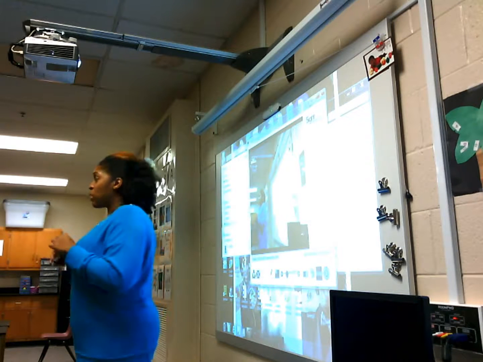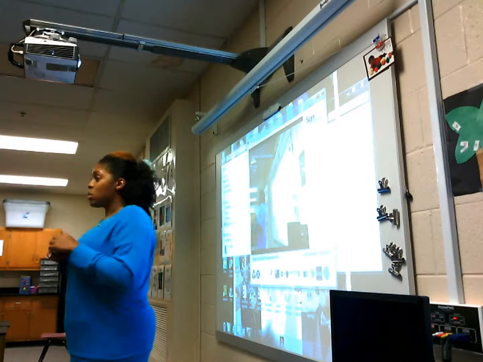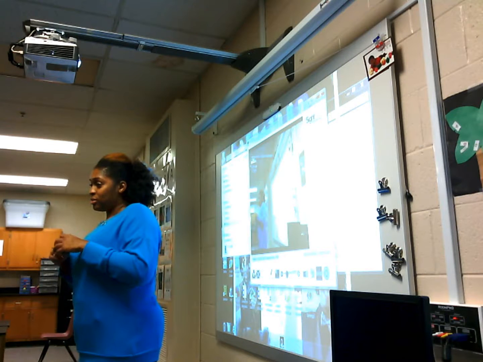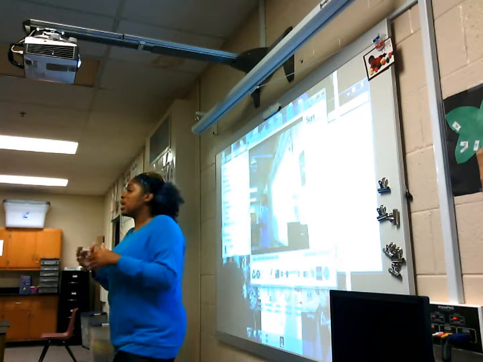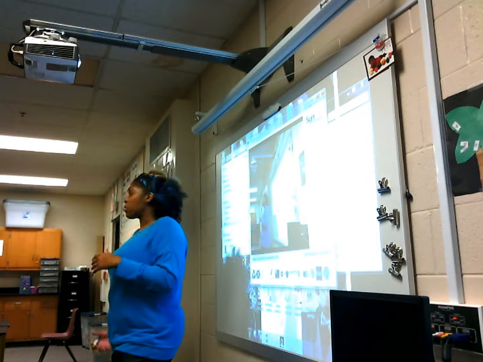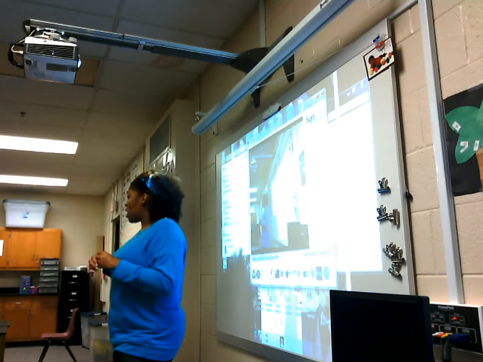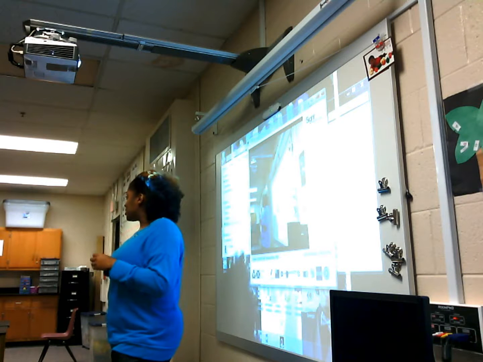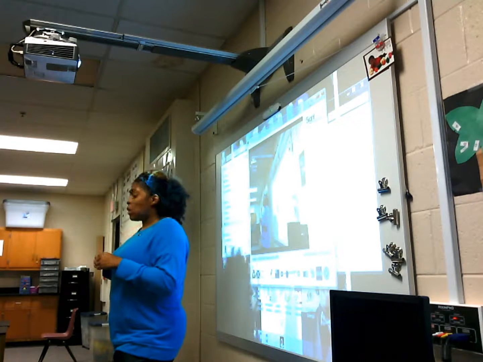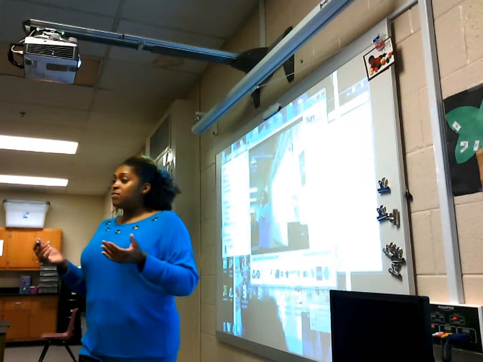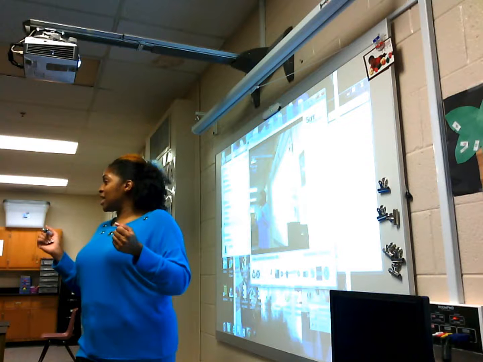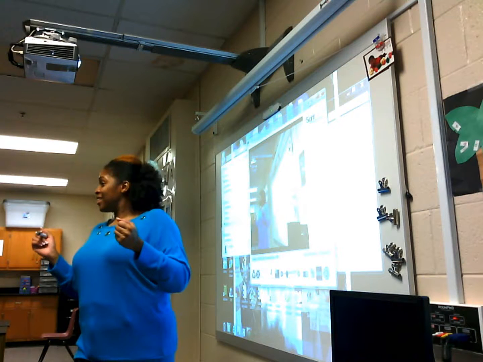Now, the next part is metamorphic. What about a metamorphic rock? How is that one formed? Perfect. So a metamorphic rock is formed from heat and pressure deep within the earth. There are two types of metamorphic rocks. What are they? Foliated and non-foliated. So what's the difference between foliated and non-foliated?